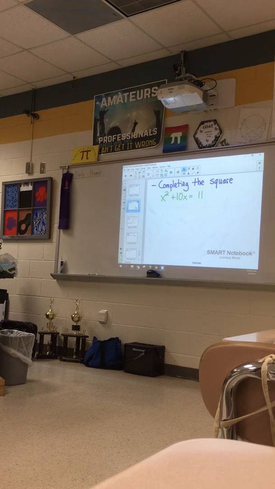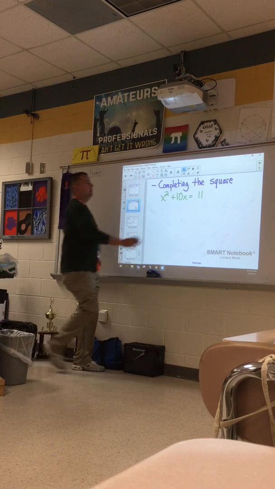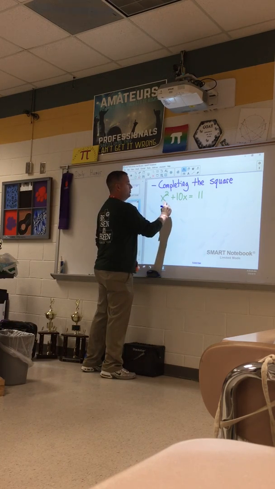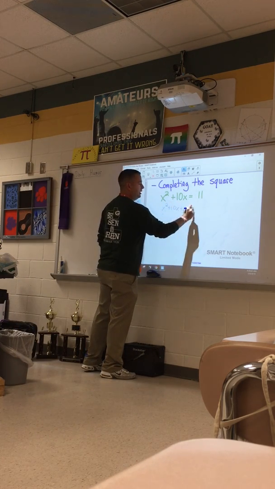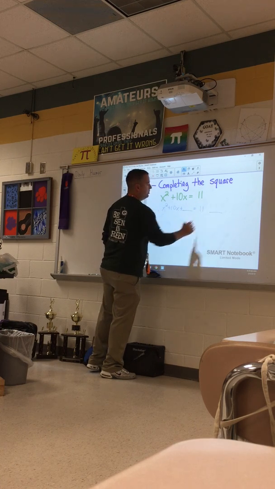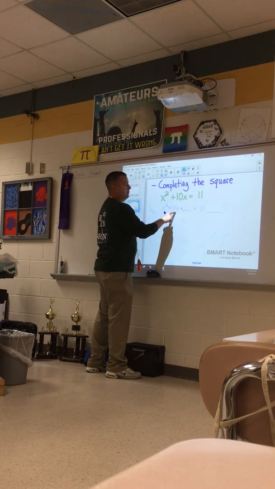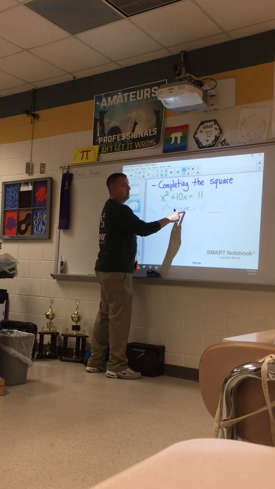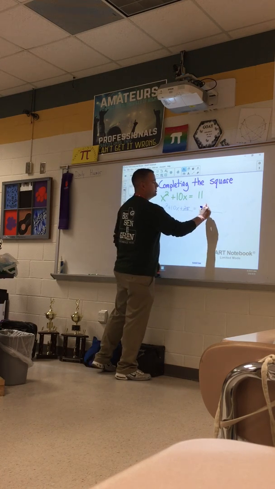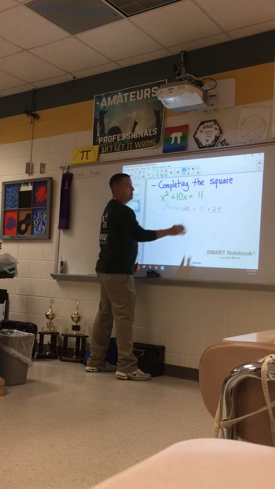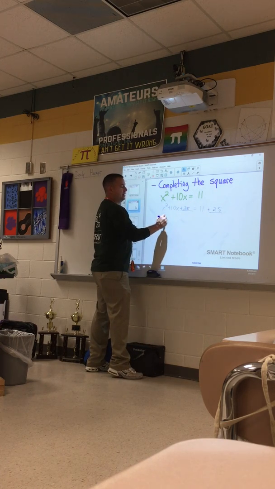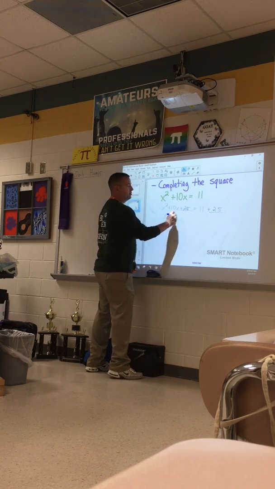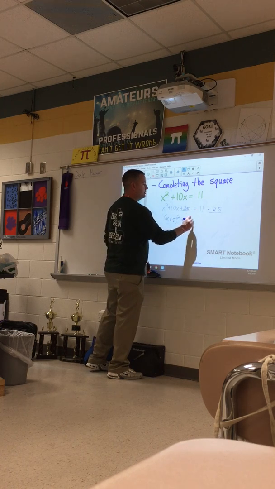Completing the square. All right, so completing the square is where I'm going to have a blank here. So x squared plus 10x plus a blank equals 11, and then another blank. Okay, so half of b squared: half of b is 5, 5 squared is 25. So if I have a plus blank on the left, I will keep a plus blank on the right to keep my equation balanced. This factors to half of that number. So (x plus 5) squared equals 36.